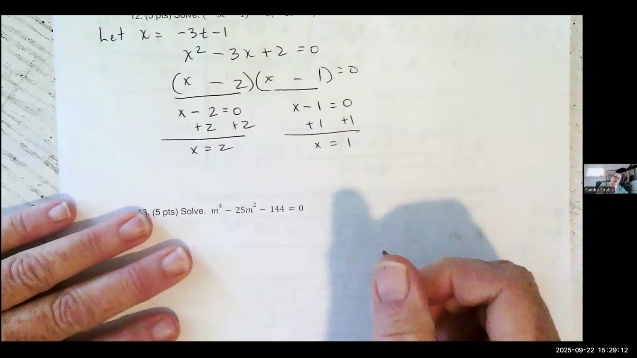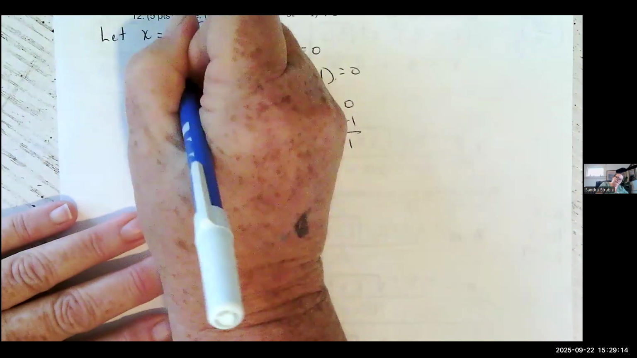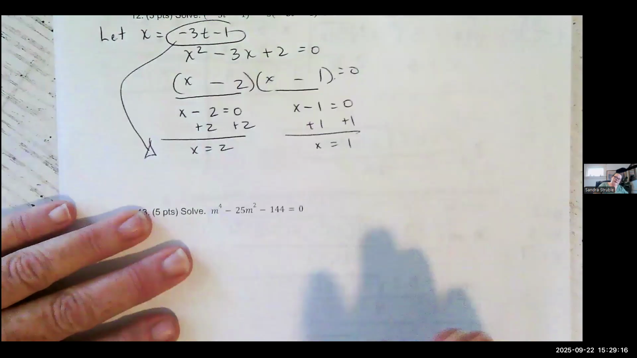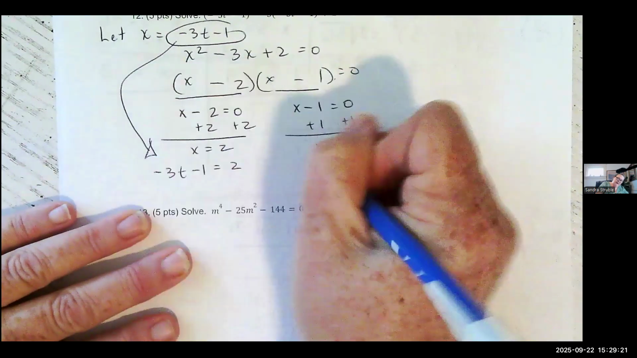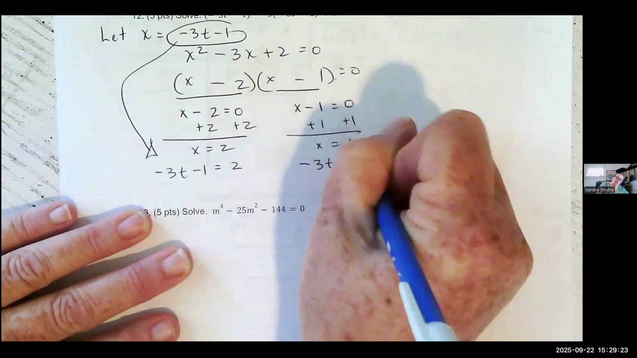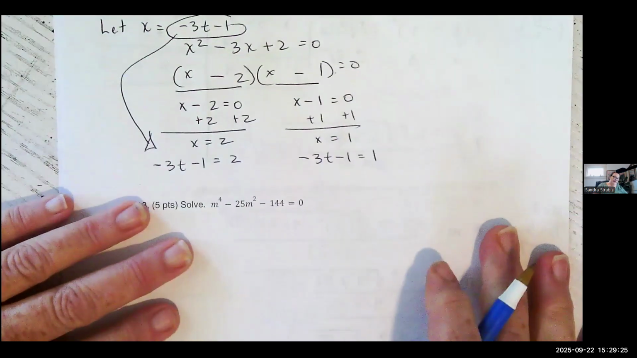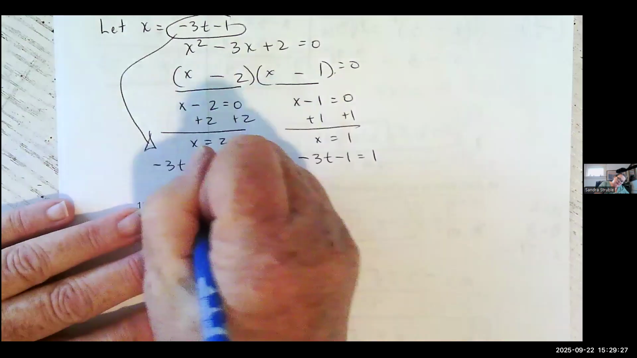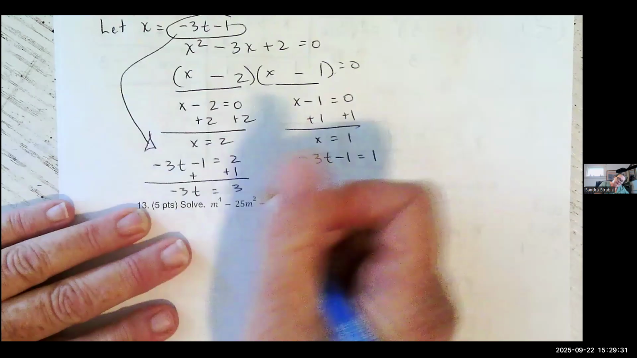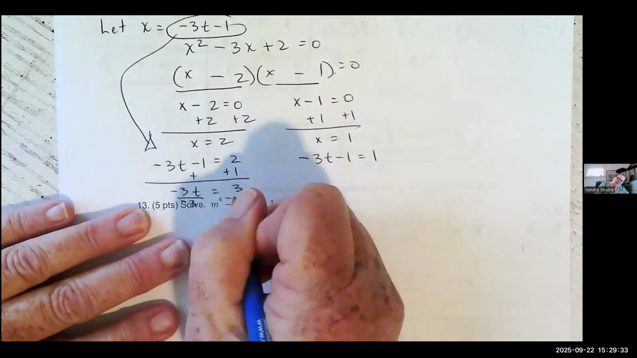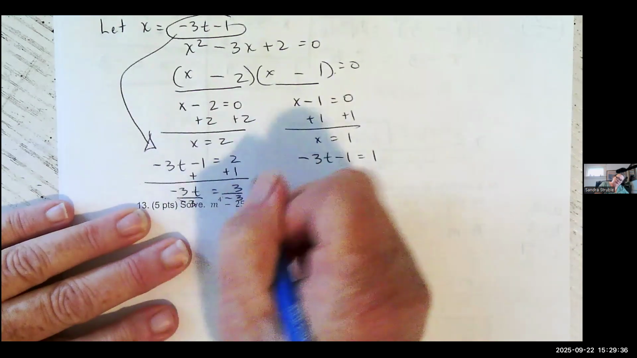And then the last part is bring that negative 3t back down here, minus 1 down here, and substitute. Negative 3t minus 1 is equal to 2. Negative 3t minus 1 is equal to 1. And solve for t since that's what we're needing to do. Add 1 to both sides. Divide both sides by negative 3. I'm out of space. And t is equal to negative 1.